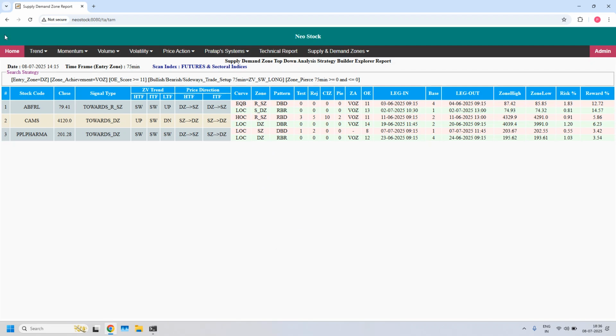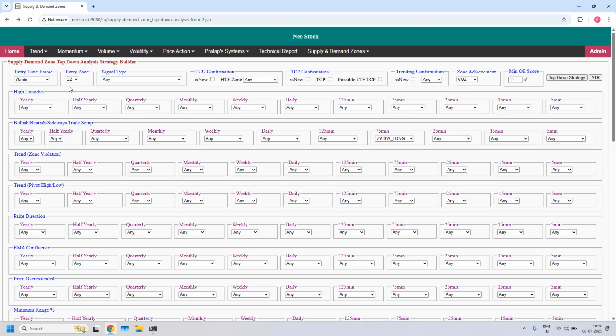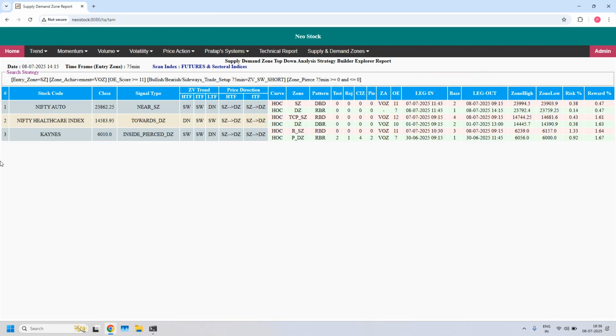Next, sideways short trade setup for weekly income trade. The changes are 75 minutes supply zone, here sideways short. We got 3 stocks. Entry time frame zones are 75 minutes supply zones.